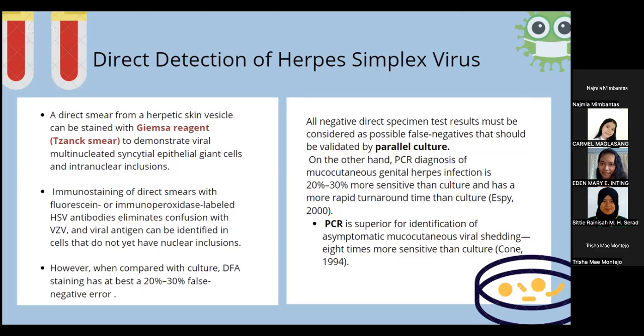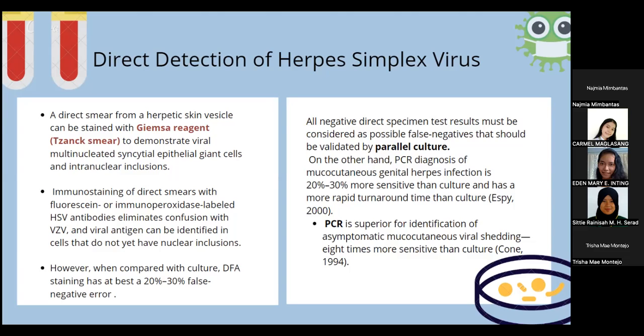And then we have here the immunostaining of direct smears with fluorescent or immunoperoxidase-labeled HSV antibodies, which eliminates confusion with VZV, and viral antigen could be identified in cells that do not yet have nuclear inclusions. So to eliminate confusion with the other viruses, we have here the immunoperoxidase or the fluorescent.